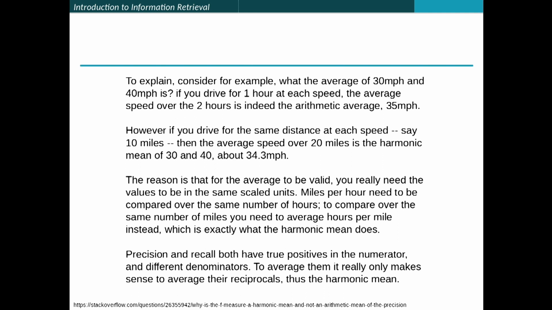Now, if instead of the same time, you are considering the same distance, you need a different number, right? Because either you compare time with time or distance with distance, but you cannot compare distance with time. Now, if you recall precision and recall, the numerator is the same while the denominator is different. So what you do is you consider the reciprocal, because you are considering hour with hour or distance with distance. And this is why the harmonic mean makes sense. Okay?